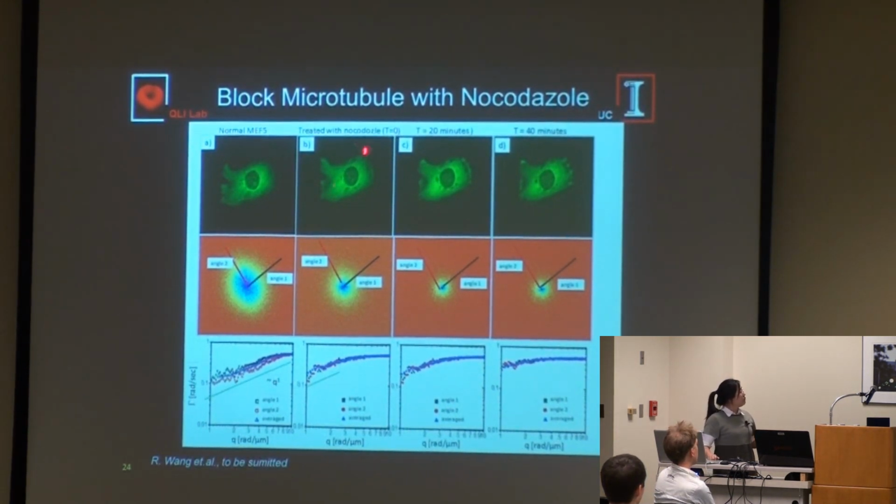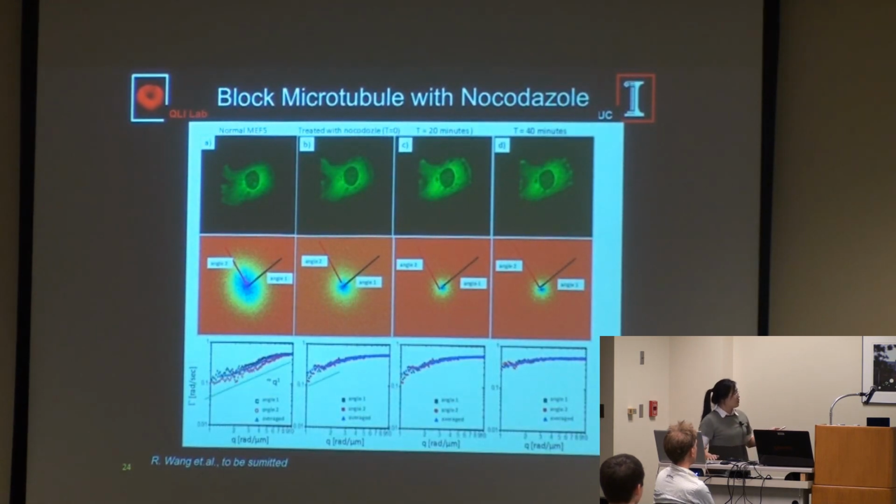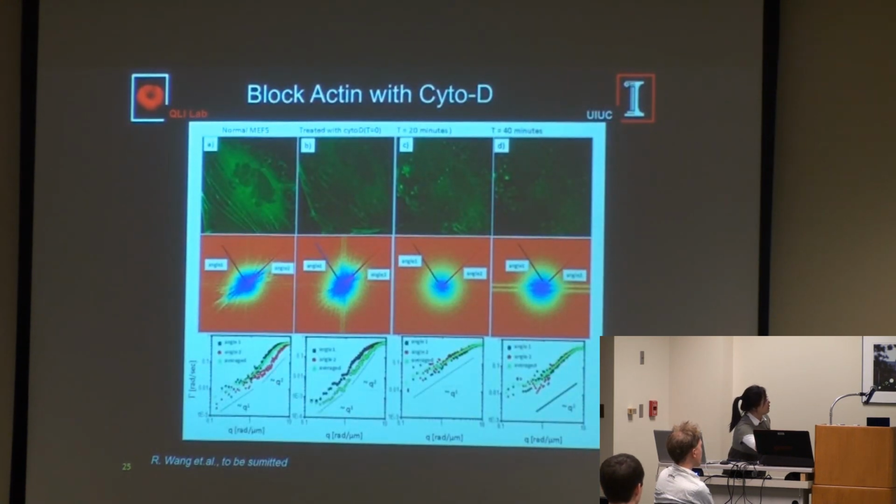In this case we blocked the microtubule processing with a knockdown, and in the second one we blocked the actin with cyto D. We found that with this drug treatment, the deterministic motion later becomes diffusive. But the interesting thing we observed is here: after the deterministic motion is disrupted and becomes more diffusive, after about 20 minutes it seems to return back to deterministic motion. So we were puzzled by that.